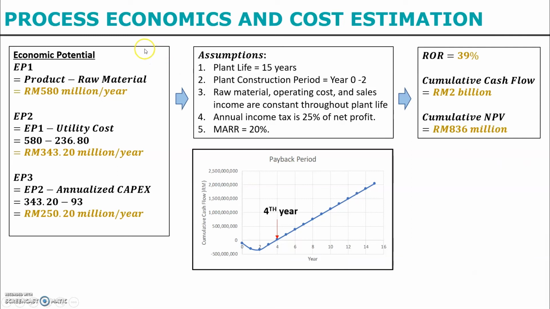At the end, we also calculated our EP1, EP2, and EP3. The EP3 that we get is a value of 250 million per year, which is a positive value, and it is good to justify that our plant is economically feasible.